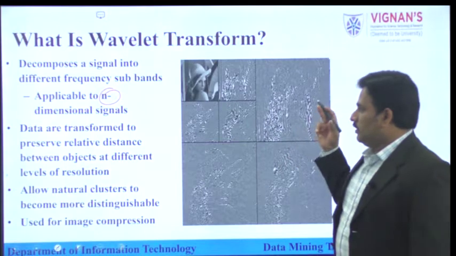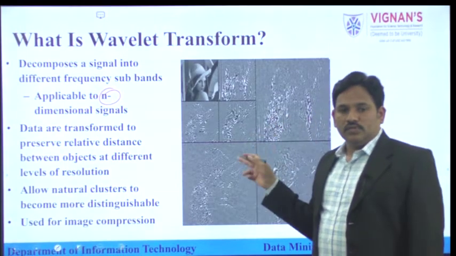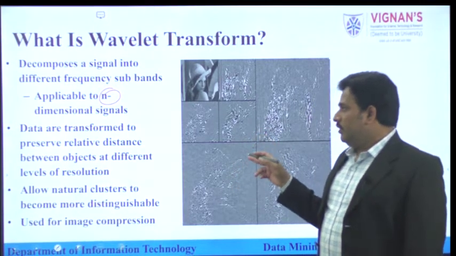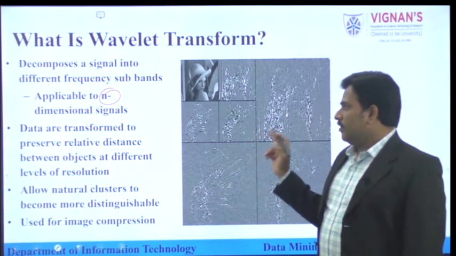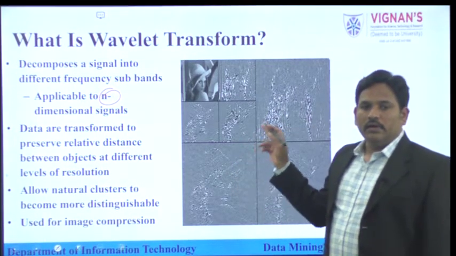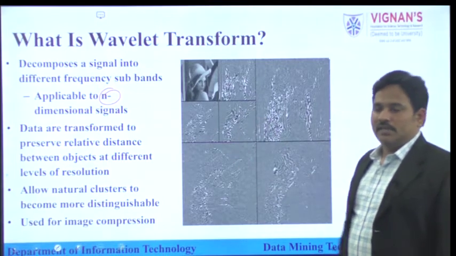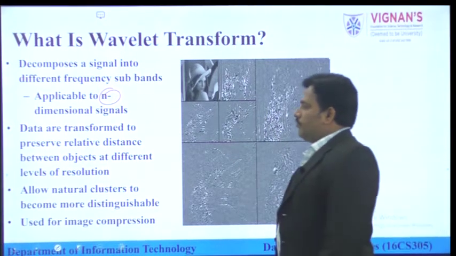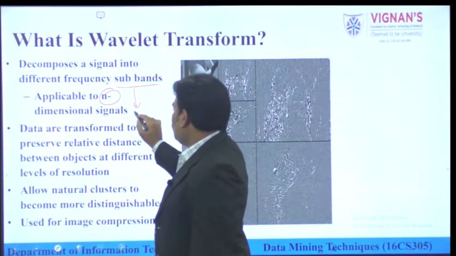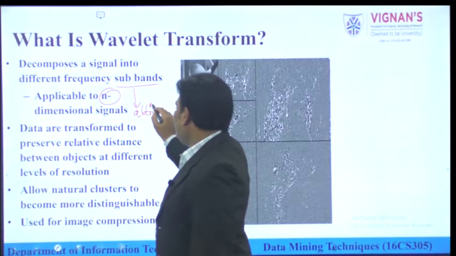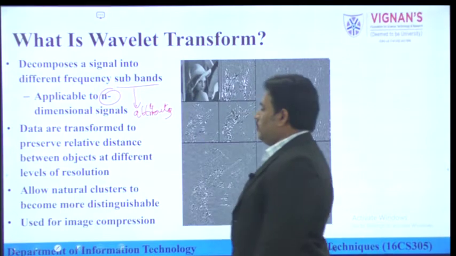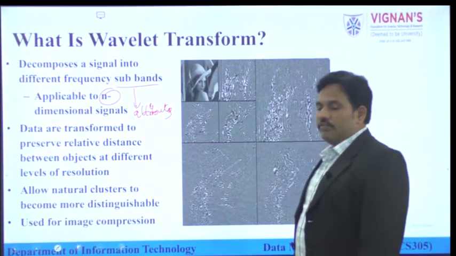That means the total data or the signal which we are using for decomposing of the data. Here what we are doing, the signal, or you can say frequency, is divided into subbands, and each and every subband is applied to every dimension in that n-dimensional data set. Now, after mapping the subbands to the attributes, we have to transform the data. So, the data is transformed to preserve relative distance between objects at different levels of resolution.